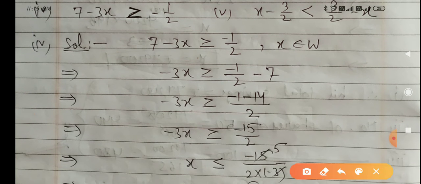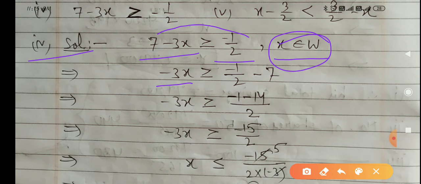You can see part 4th. 7 minus 3x is greater than or equal to 1 minus 1 upon 2. X belongs to whole numbers, means from this set you have to choose the values of x. Now minus 3x you take in the LHS, and this constant term you take in the RHS. So minus 3x is greater than or equal to minus 1 upon 2 minus 7. After taking LCM you are getting minus 3x is greater than or equal to minus 15 upon 2.